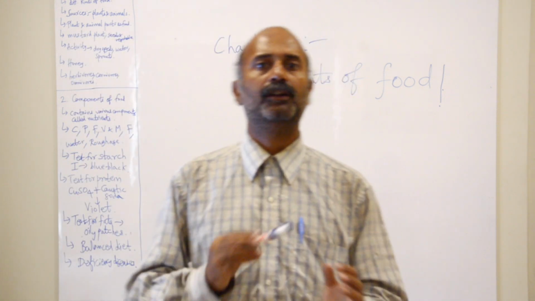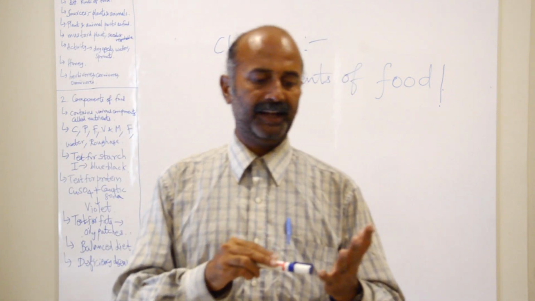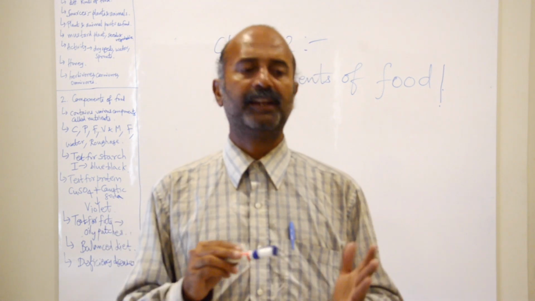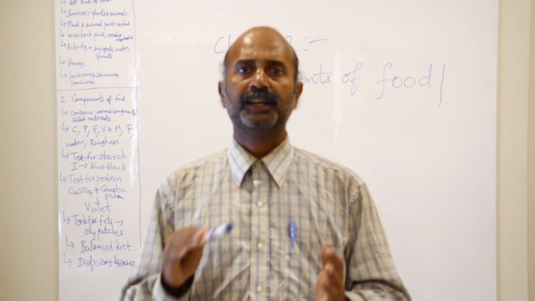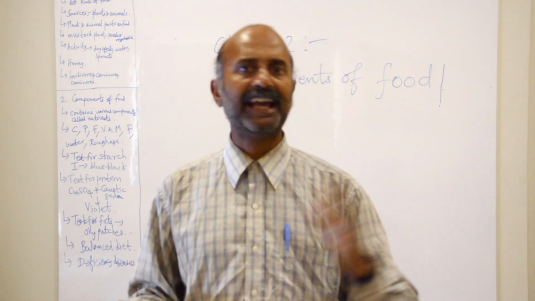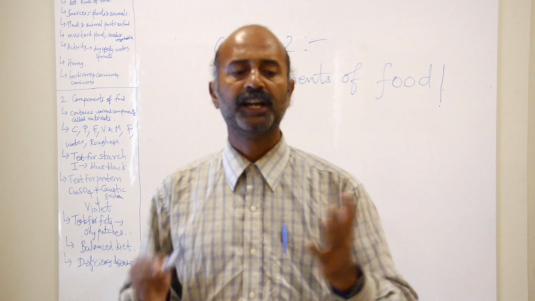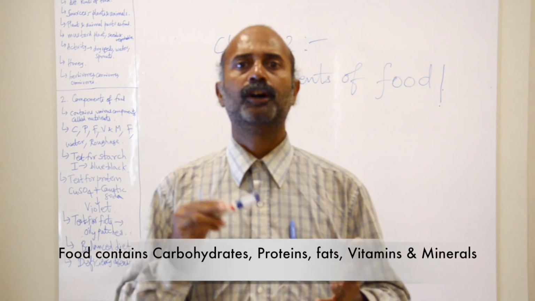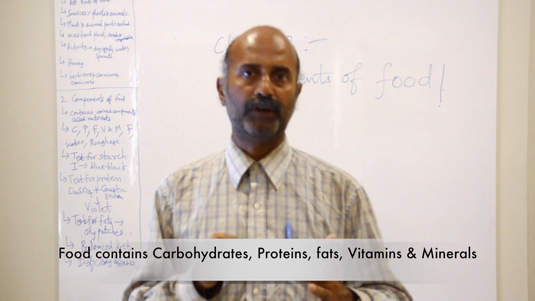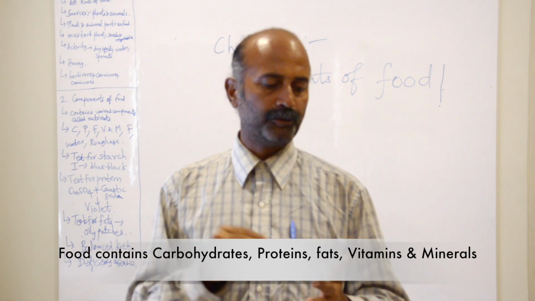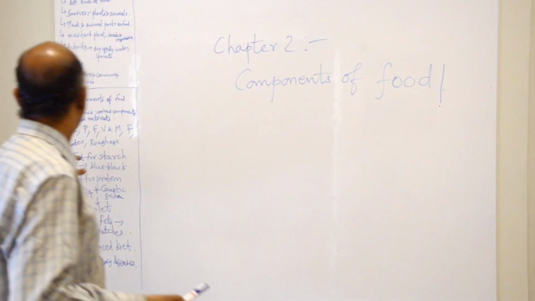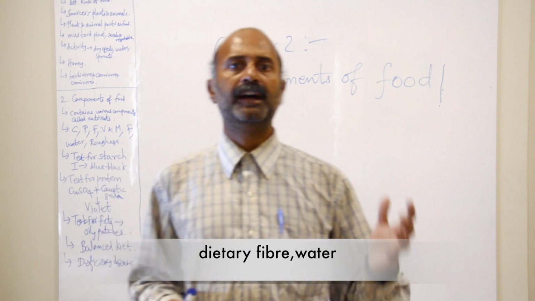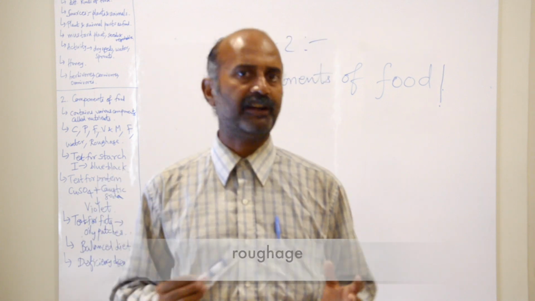Food contains various components, mainly carbohydrates. Not all the foods have all the components, but if you combine all the foods, they have all these components. They can vary in various percentages. So food contains, in general, carbohydrates, proteins, fats, vitamins and minerals. Apart from these, they also contain dietary fiber and water. Sometimes together they are known as roughage.